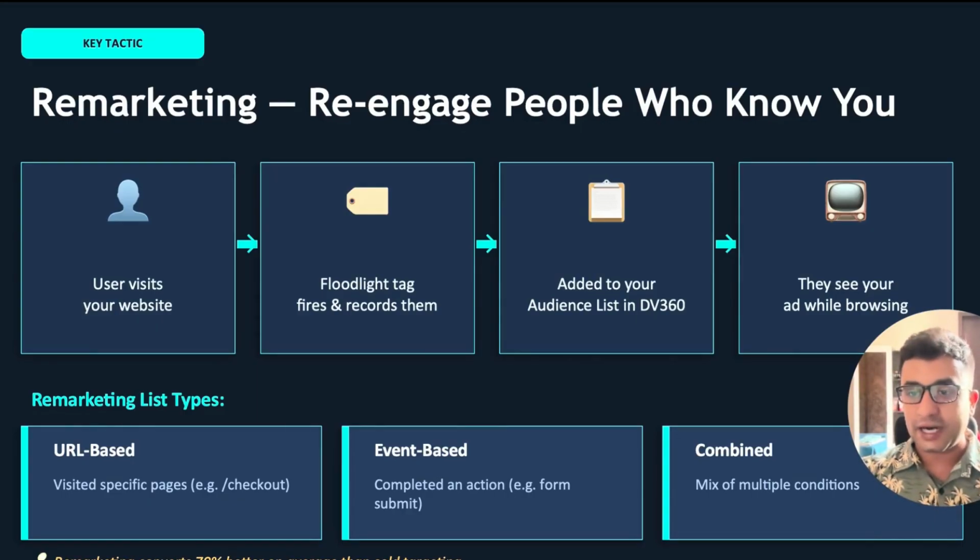And then comes the combined list, which means a mix of multiple conditions, a mix of people who visited your website and who also filled up the form. We can put up the conditions in whichever way we want. Remarketing converts 70% better on average than cold targeting.